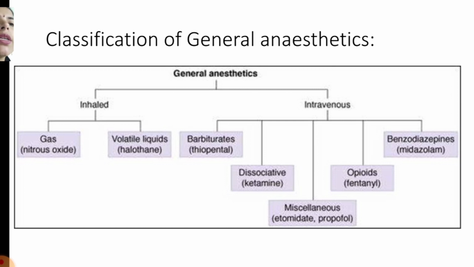And in case of intravenous classification, there are 5 types of classification. First is the barbiturate, that is thiopental, and the dissociatives are ketamine, miscellaneous are etomidate, propofol, opioids, and the benzodiazepines.